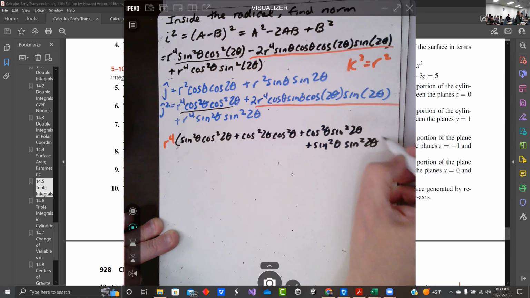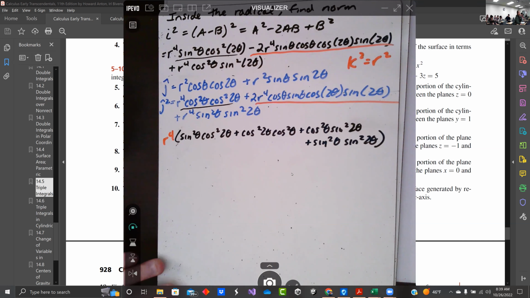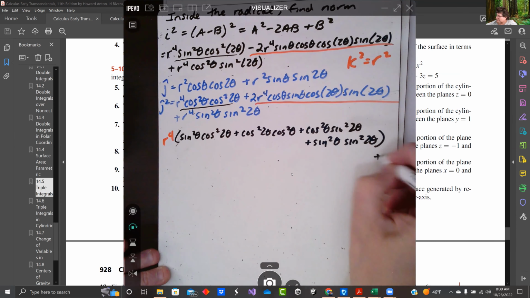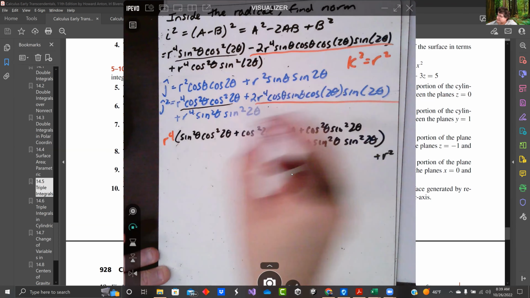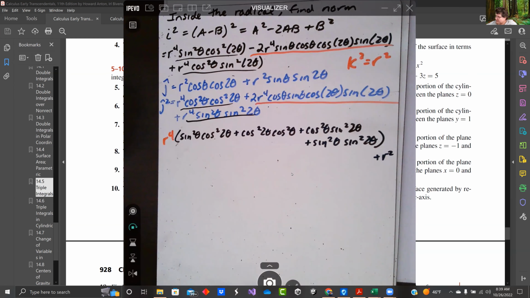I did a on the next one. Plus an R squared. We still have the plus the R squared. But that addressed that term and that term. So we got more stuff that cancels.